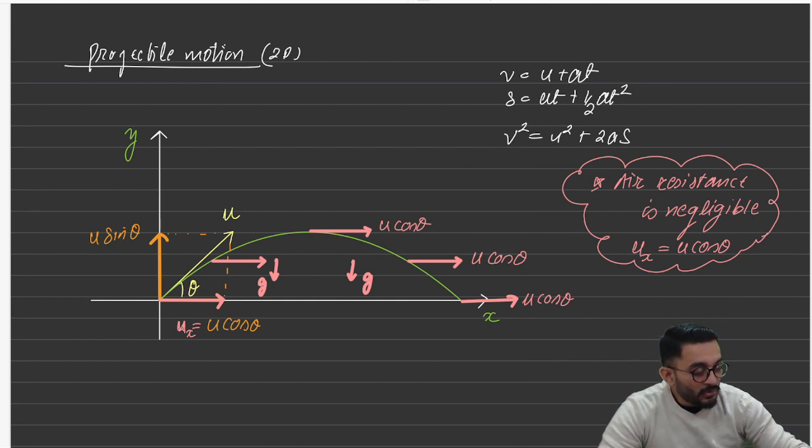Now on the other side, if you notice your vertical component, which is u sine theta, you will see that u sine theta is exactly opposite to gravity.